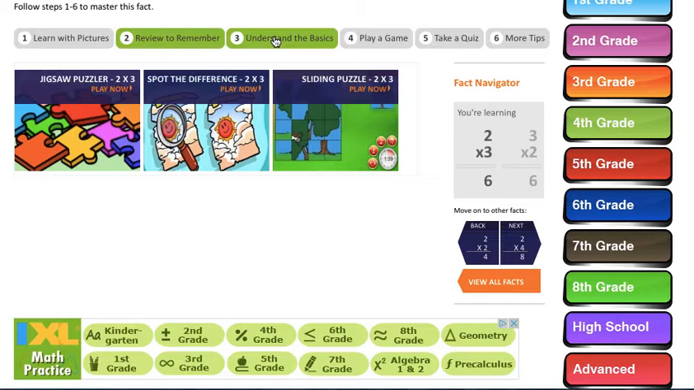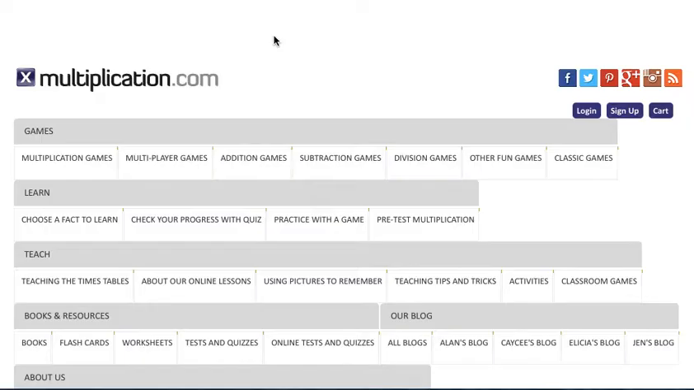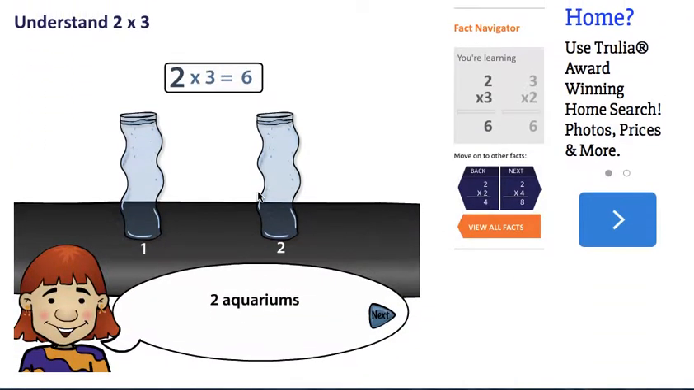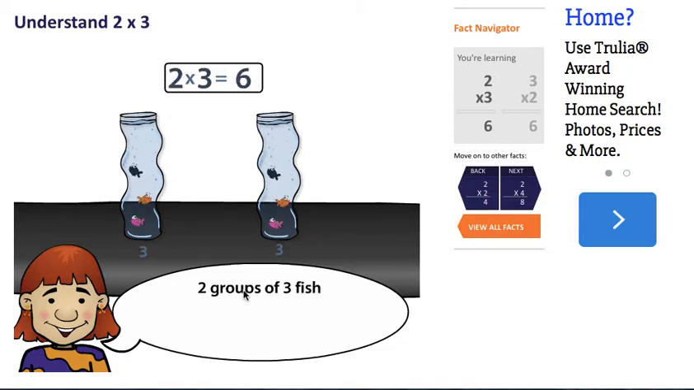Click on Understand the Basics. Scroll back down. Understand that 2 times 3 equals 6. So we have 2 aquariums and 3 fish in each. Two groups of 3 fish is 3 plus 3 equals 6. So 6 fish in all.